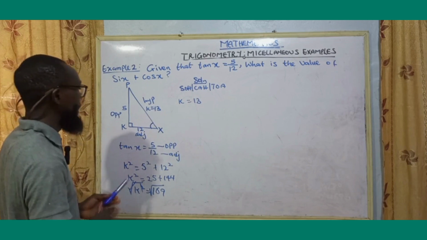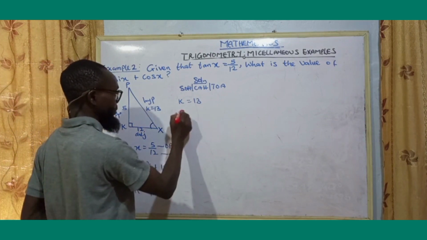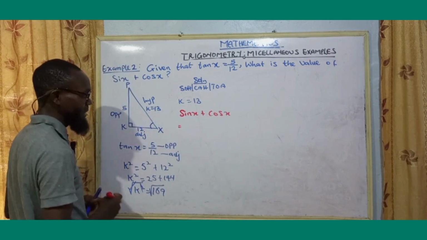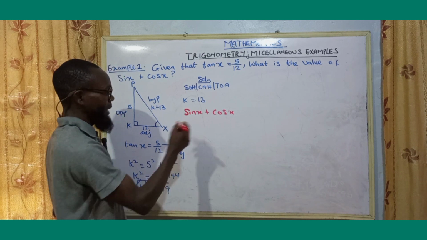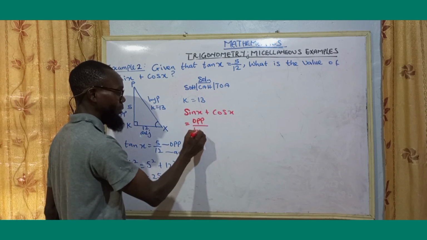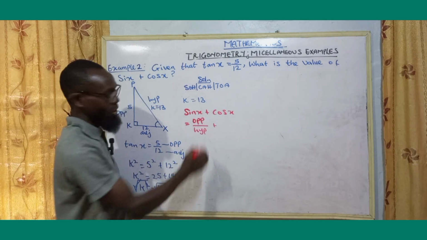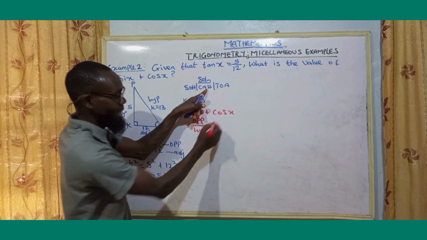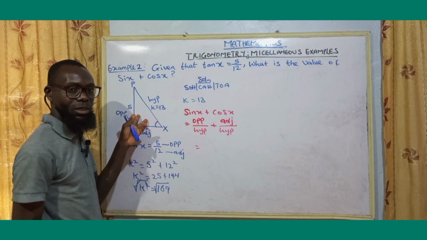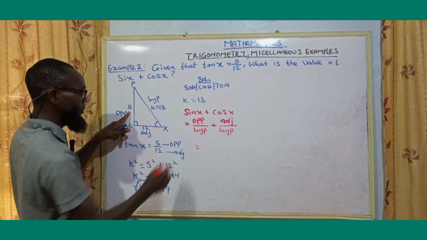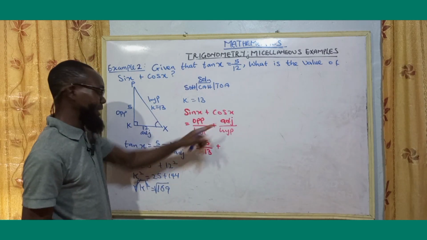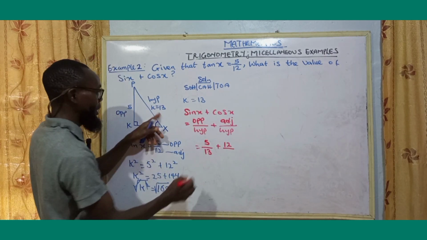Now, I want to find the value of sine x plus cos x. Don't forget, sine x equals opposite over hypotenuse, plus cos x, and cos equals adjacent over hypotenuse. Now, from our right triangle, our opposite here is 5 divided by the hypotenuse 13, plus adjacent 12 divided by hypotenuse 13.